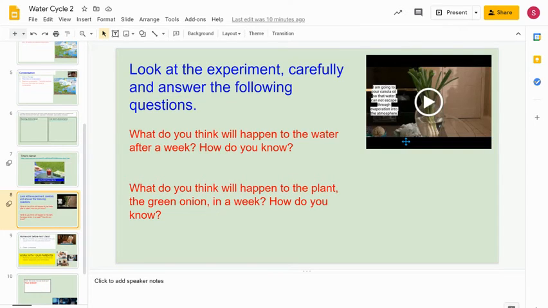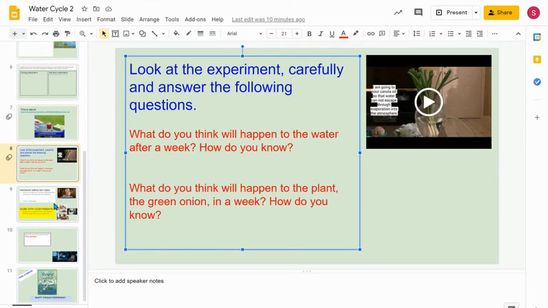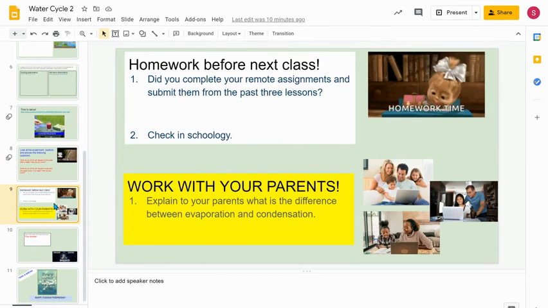For the homework this week, I want you to look at the water cycle 1 slide, guys. You need to really complete that from a couple of days ago. Complete it, submit it on Schoology so you can get full credit on it. And then with your parents, I would like you to explain what is the difference between evaporation and condensation based on today's reading. And don't forget to do the riddle and read the quote for the week.